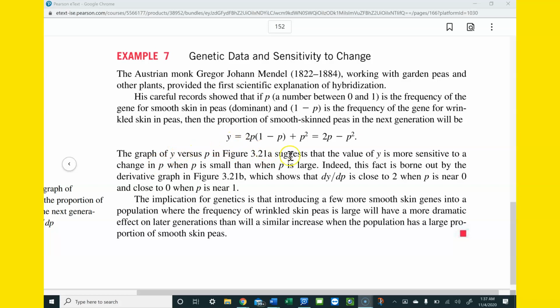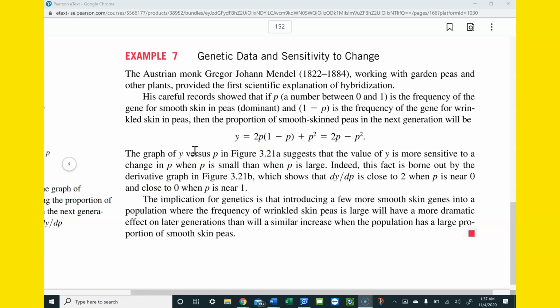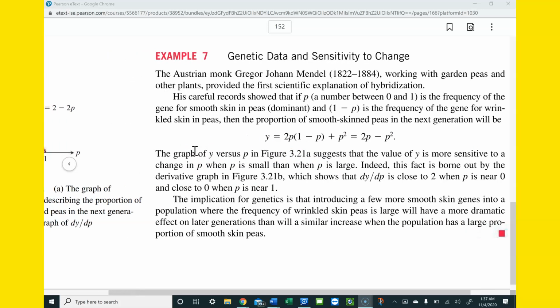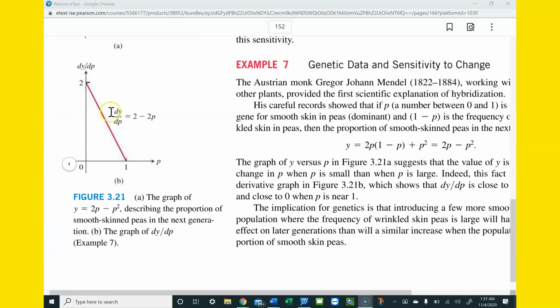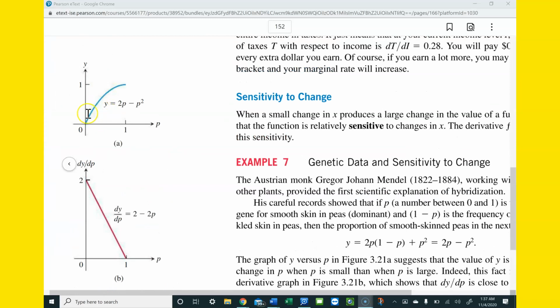So if you graph y versus p in this figure over here, it suggests that the value of y is more sensitive to a change in p when p is small than when p is large. All right, so here's the graph. Yeah, so that makes a lot of sense. It's very steep right here, but it's getting less steep over here.